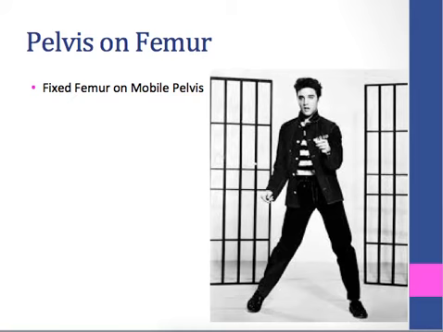Okay, let's move into talking about the pelvis on the femur. I like to think about Elvis in this regard. There actually is an exercise that used to be called Elvis legs, and it's really working on getting that hip abduction, adduction movement to occur. What we're going to discuss is that the pelvis is quote-unquote moving over a fixed femur. And a little bit later we're going to talk about those combined movements and what that looks like.